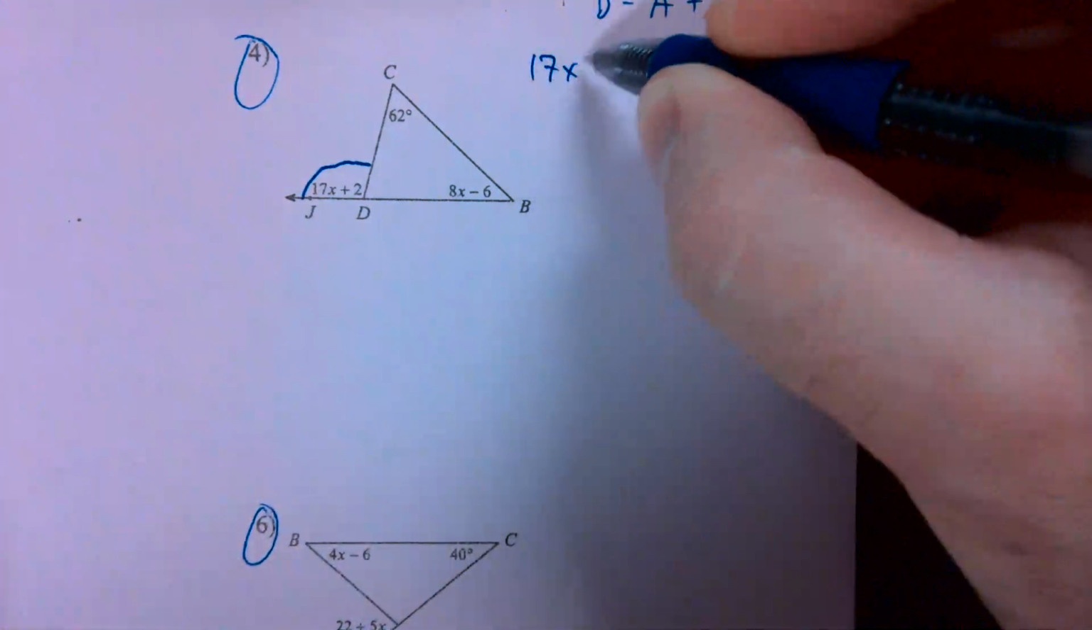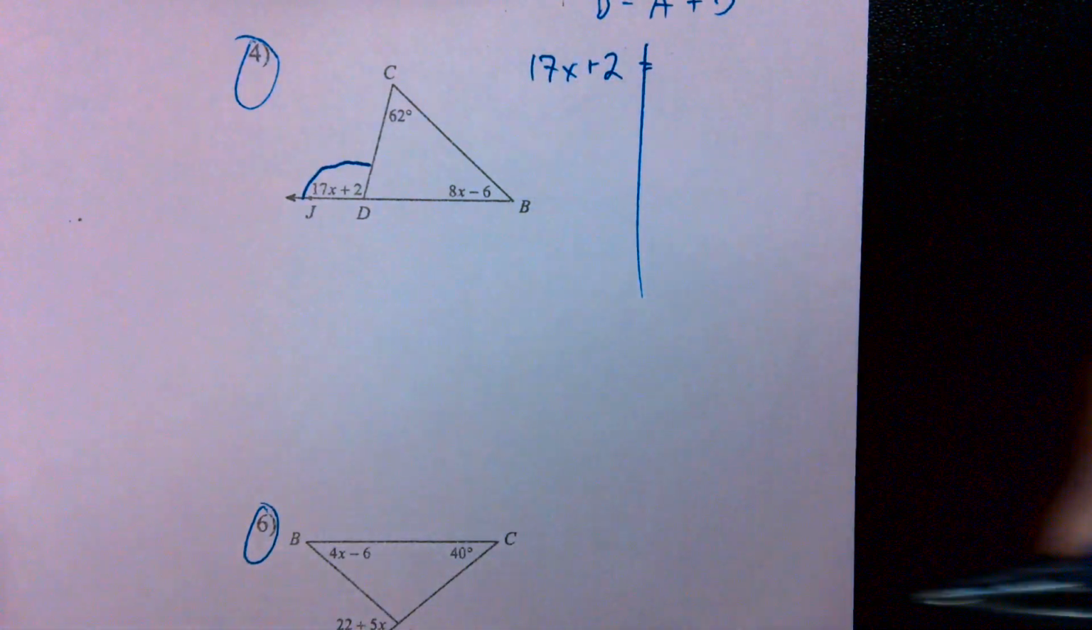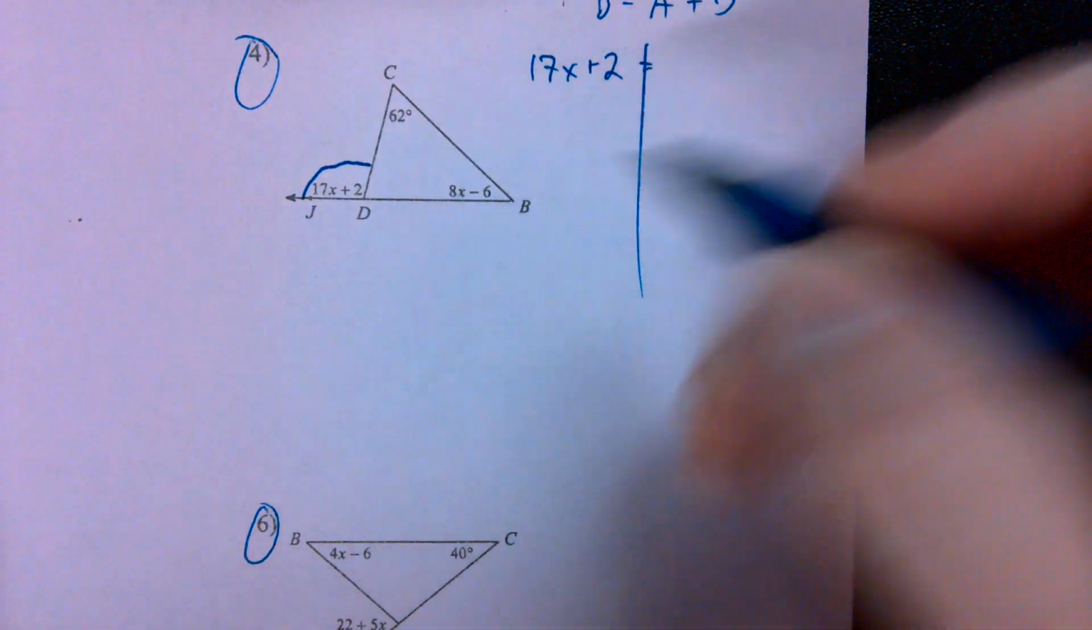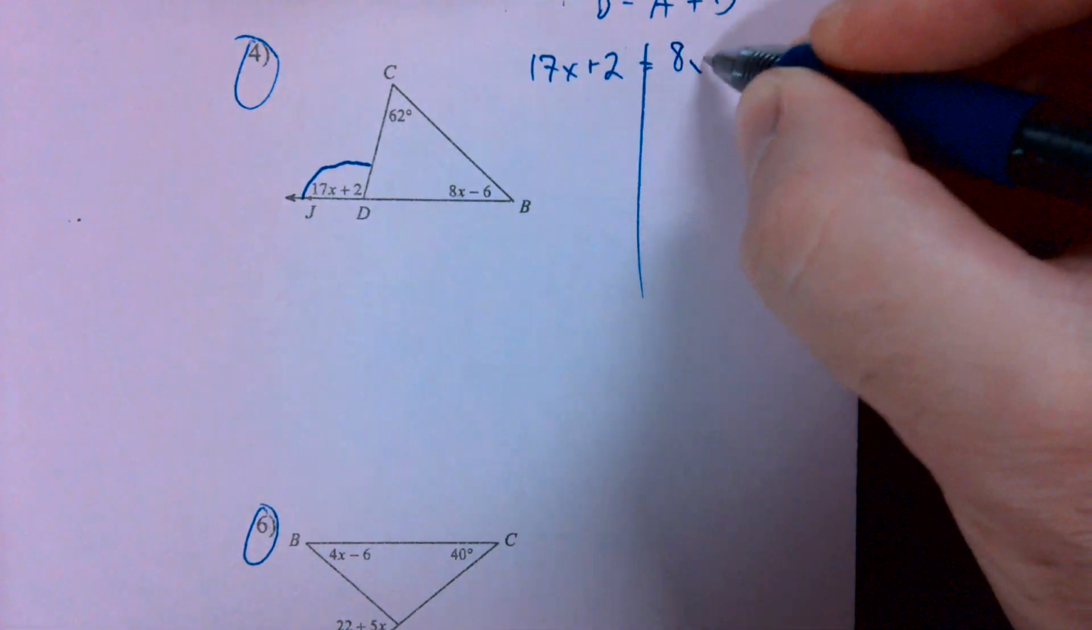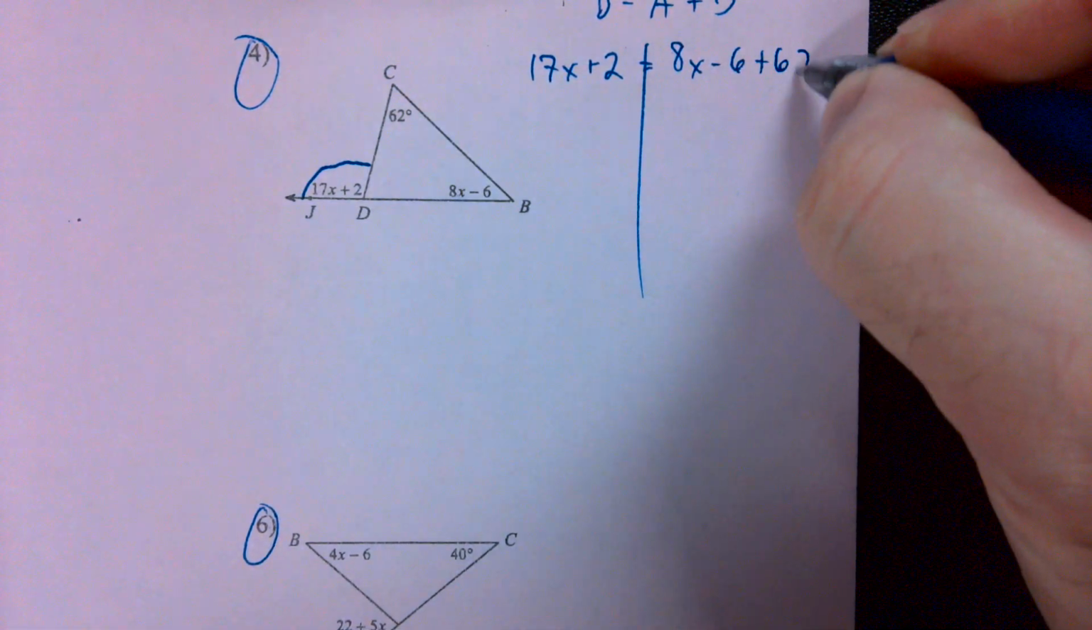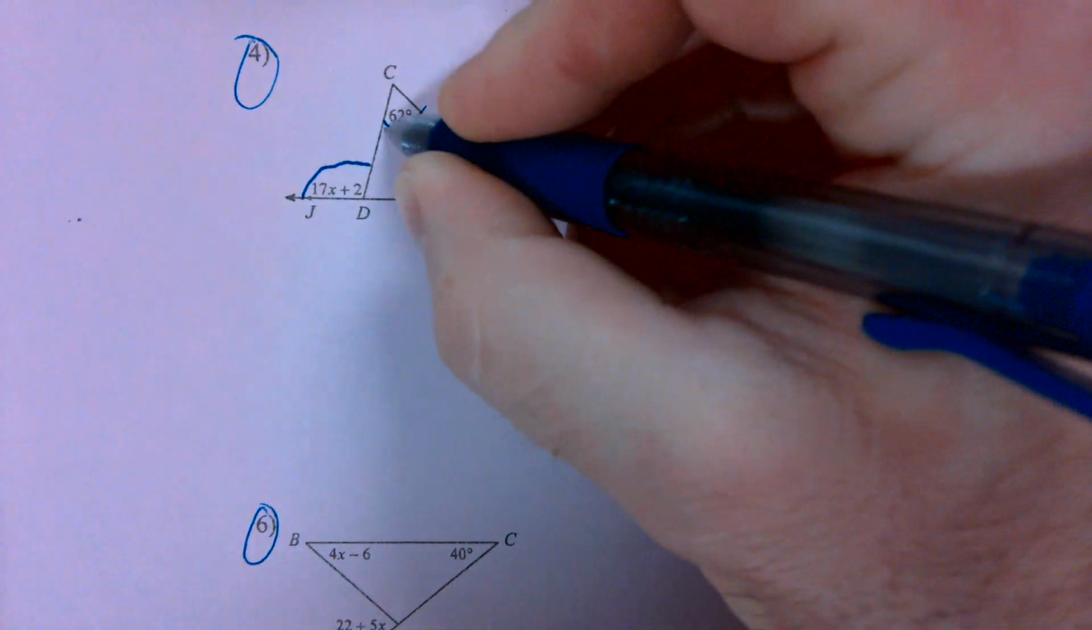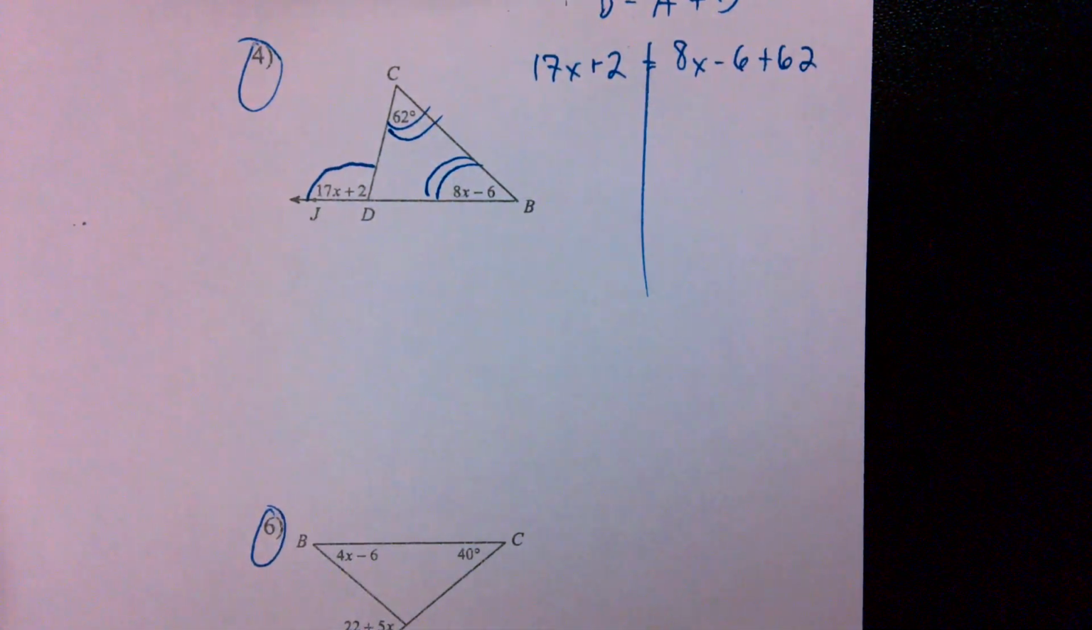So that's going to go on the left. My other two angles get added together. 8x minus 6 plus 62.